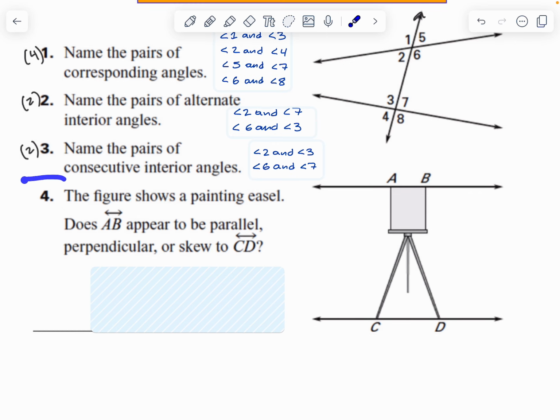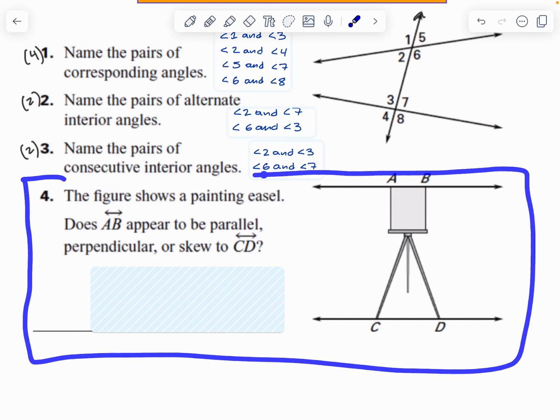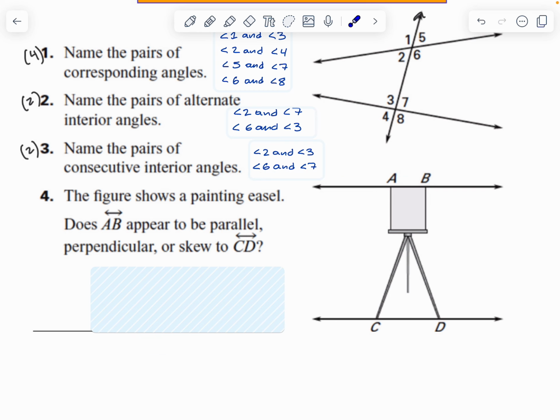Now, problem 4 may have been a tricky one. You may have been confused. You didn't know where to go. That's okay. The figure below, or to the right, shows a painting easel. You may not even know what that is. It's a tool used for painting. It's okay if you didn't.